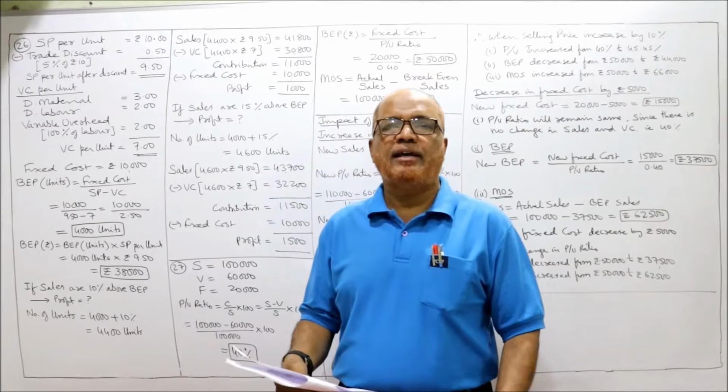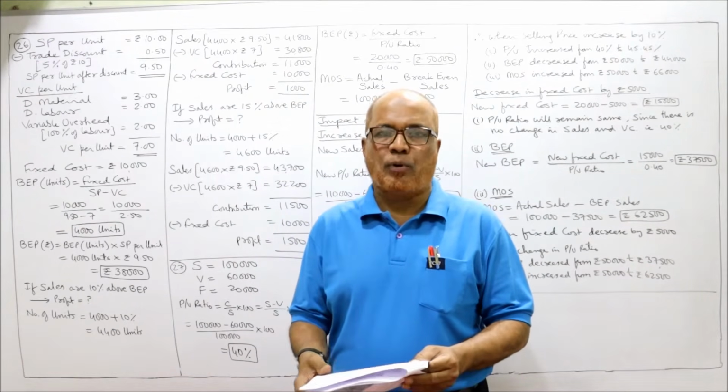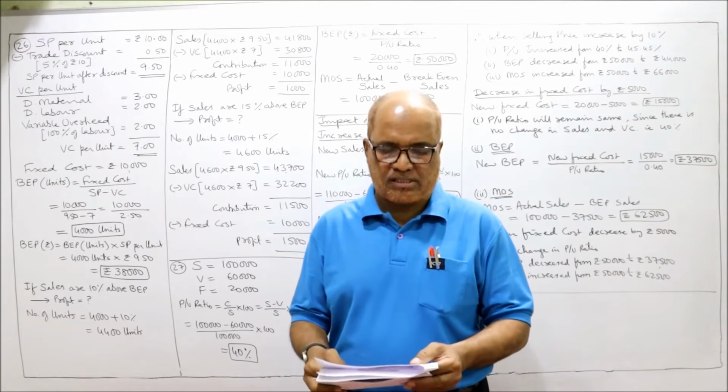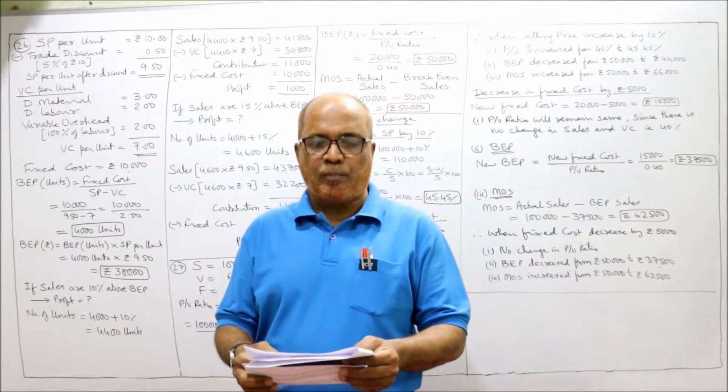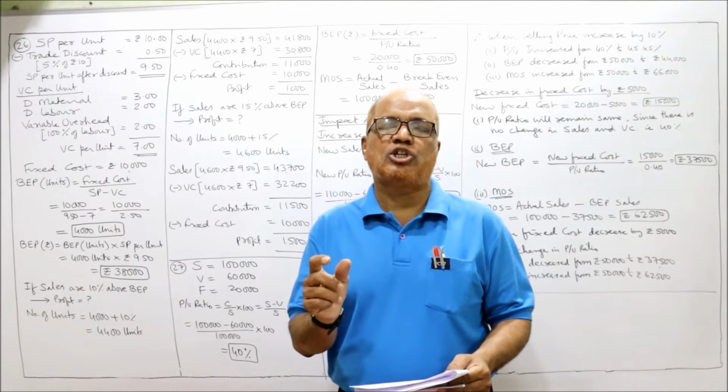26th problem. I am reading out the 26th problem. From the following data, ascertain the break-even point. BEP we have to find out first. Selling price 10 rupees. Trade discount 5%. This is the new point.